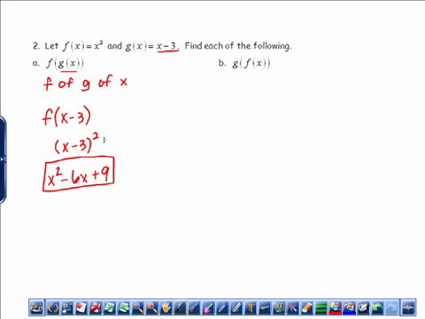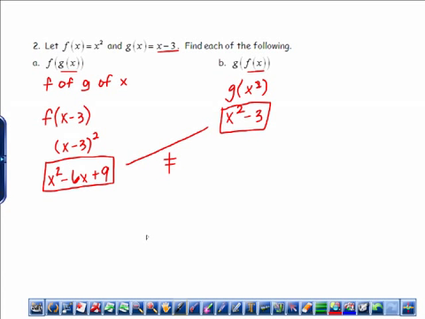Now we look at g of f of x. This is different. This time f of x is the input. So I'm going to put x squared right here. And so then, instead of x minus 3, I have x squared minus 3, and that is simplified. Notice that I got a similar type of function, but these two things were not equal to each other, and that's what's going to happen most of the time. Now, do any of you remember what happens when these two things are the same?